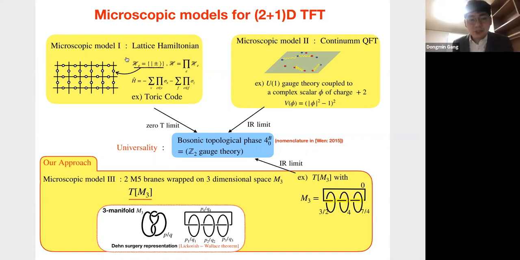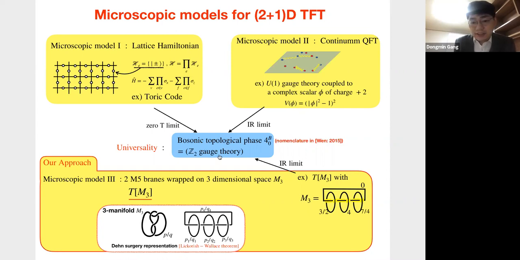So this is some lattice Hamiltonian, but we can also consider engineered gapped systems using some continuum quantum field theories. One simplest example is this one. If we consider U(1) gauge theory coupled to a complex scalar of charge two with this superpotential, you can easily find from this superpotential that it is gapped. In this gapped system the U(1) gauge theory is broken to a Z2 gauge theory, and this theory is actually described by the same topological phase given by this one.